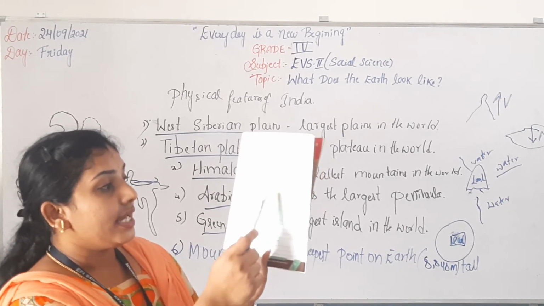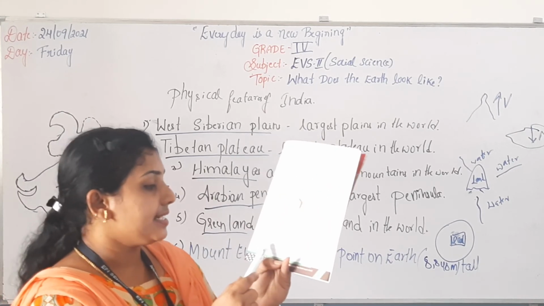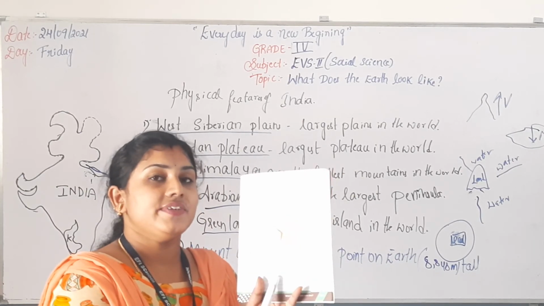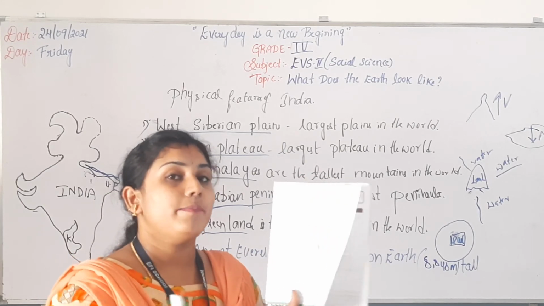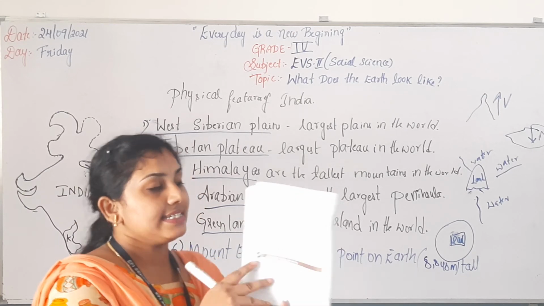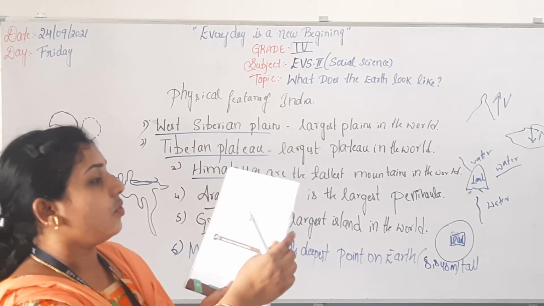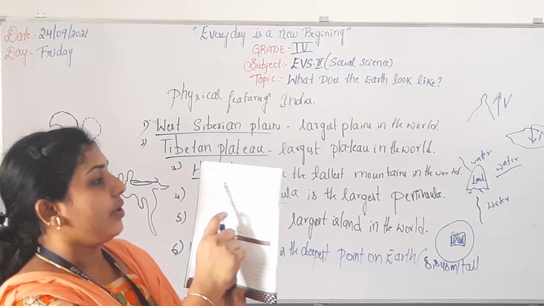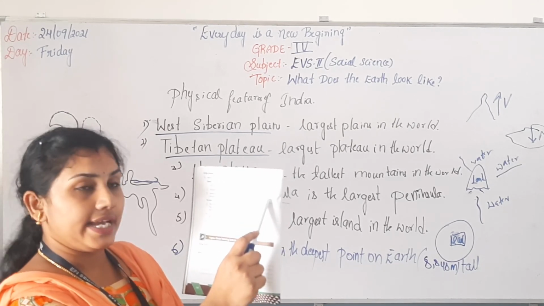Then the blue color, what do we have to do? Where is the one? Here. An effluent body of water. What is it called? Delta. That is the first thing I have for you.